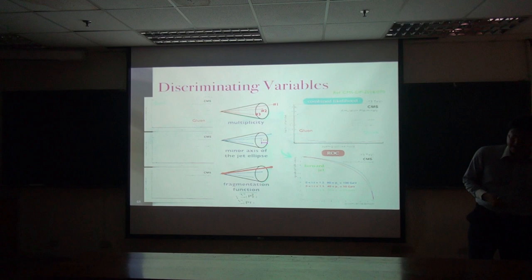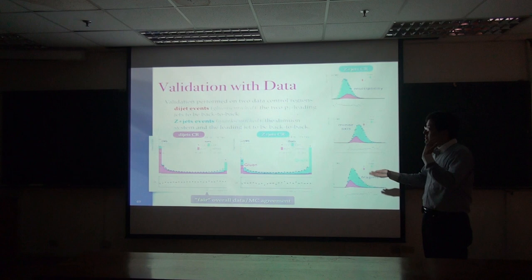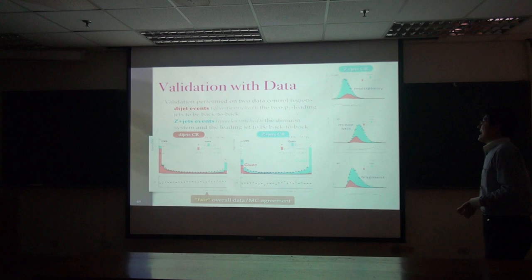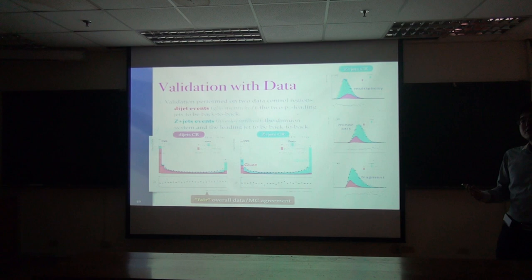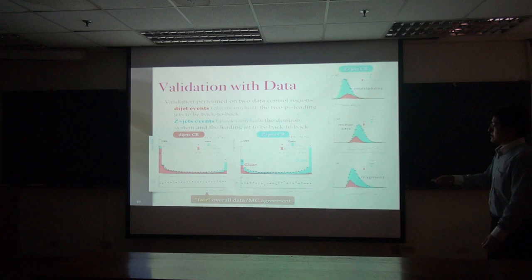We have two different control regions. One is selecting two jets, so-called dijet events. Since there are two high-PT jets, they mostly look like a QCD event, so they should contain more gluon. The other way is to look for Z plus jet events. Since Z is an electroweak object, they should have relatively more quark. So when you compare the dijet control region and the Z plus jet control region, they have a different composition of quark and gluon. We can compare data and Monte Carlo, and you can see it all looks in pretty good agreement.